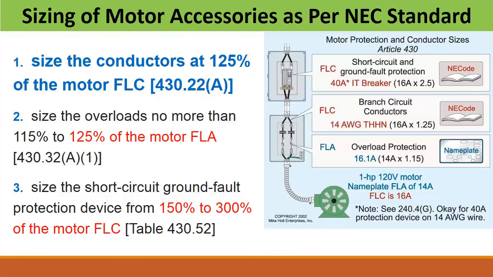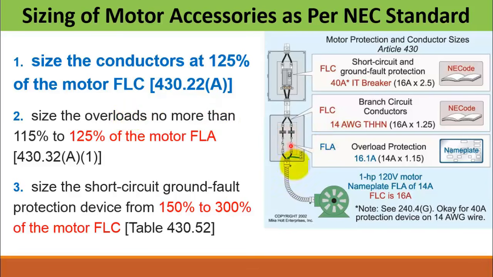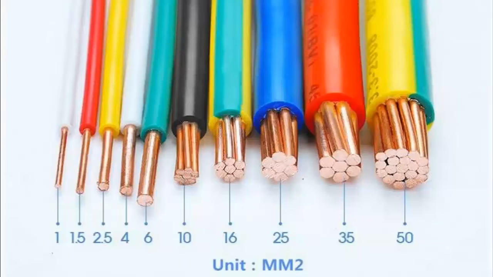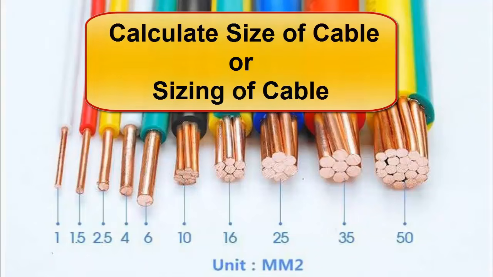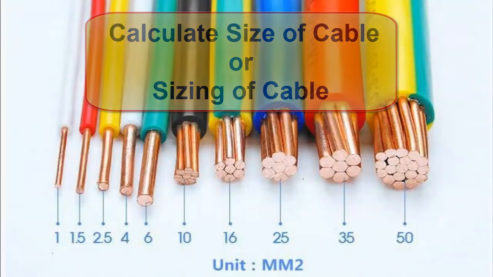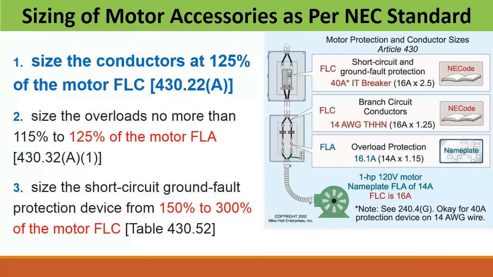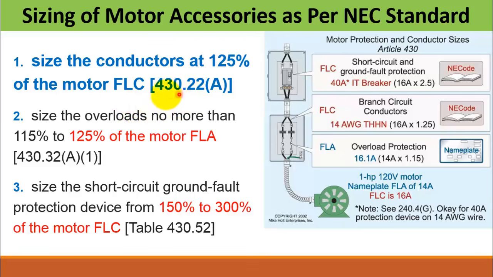In my previous video, we have learnt how to size circuit breakers and overload for different types of loads, especially motors. In this video, we will learn how to calculate cable size, or in other words sizing of cable. As you can see, as per NEC standard, the size of conductor or cable shall be 125% of full load current. But this is not as simple as it looks. It requires some more calculations.